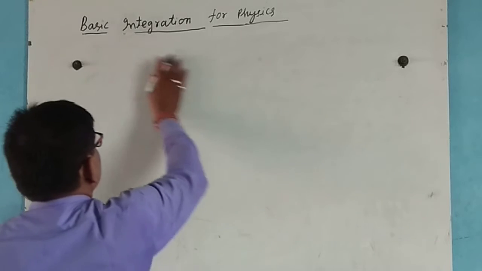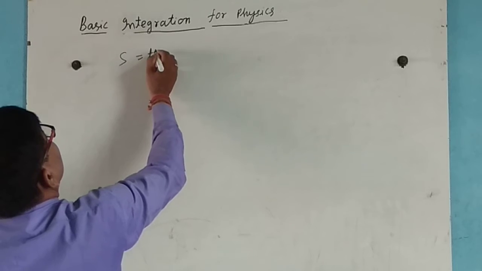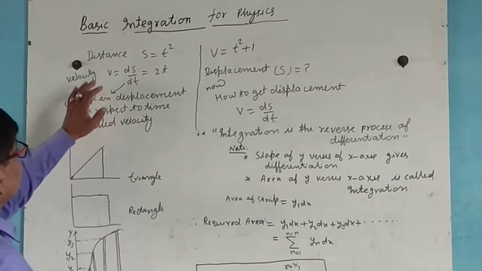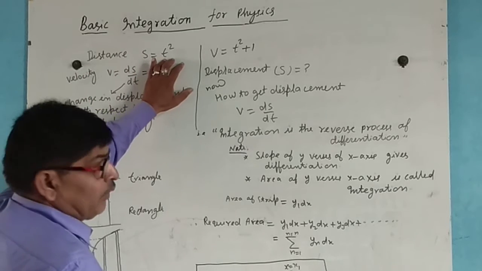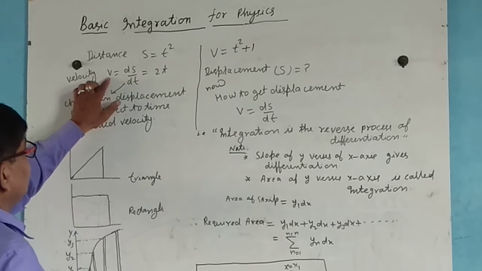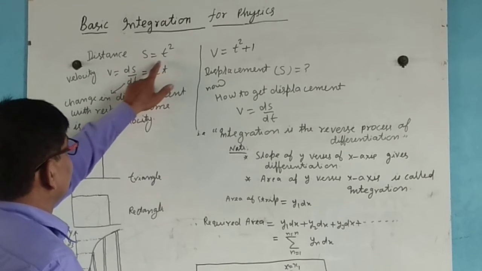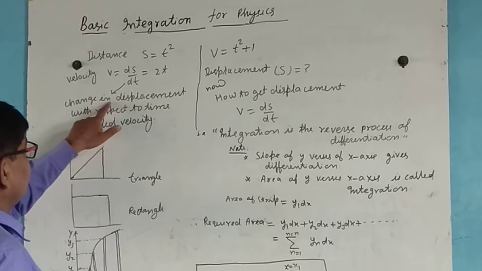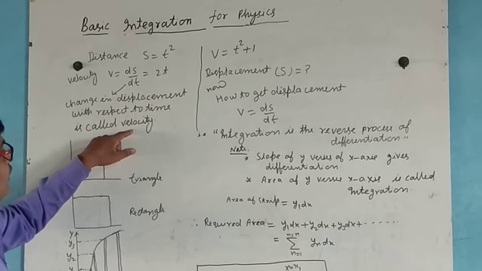Now we see that here s is equal to t squared. If this distance s is a function of t, then we get the velocity v equal to ds by dt, and differentiating it with respect to t, we get 2t. Change in displacement with respect to time is called the velocity.